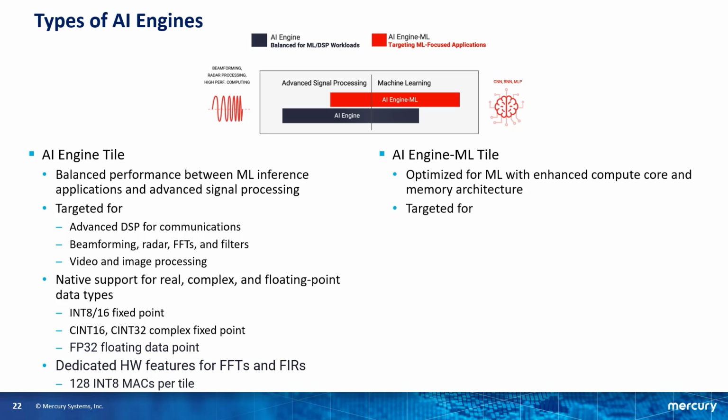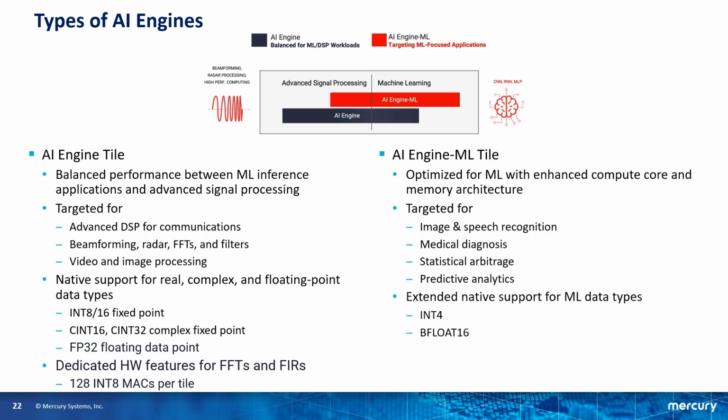The AI engine ML tile is optimized for machine learning with an enhanced compute core and memory architecture. It's targeted for applications including image and speech recognition, medical diagnosis, statistical arbitrage, and predictive analytics. It has extended native support for ML data types, and its compute core and memory architecture provides a 2 times performance improvement over the general AI engines.